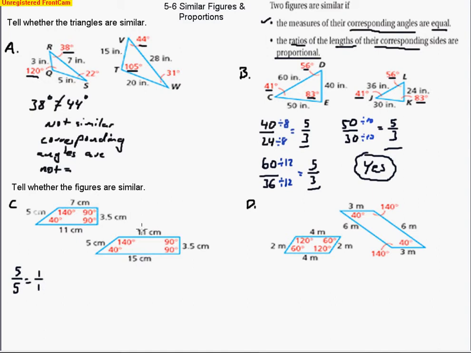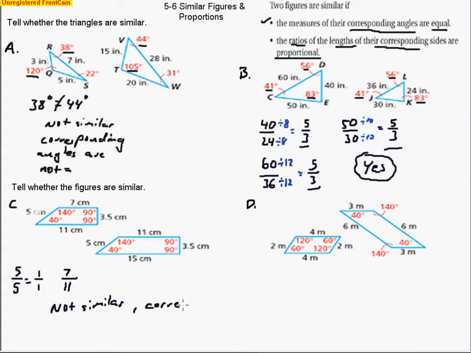140 and 90. 140 and 90. So 7 over 11. Uh-oh. Right there. 7 and 11. Those are not the same numbers. So right away we see no, these are not proportional. We'll say not similar.